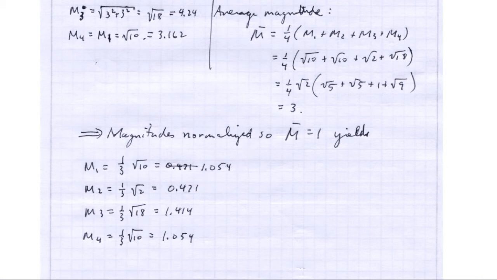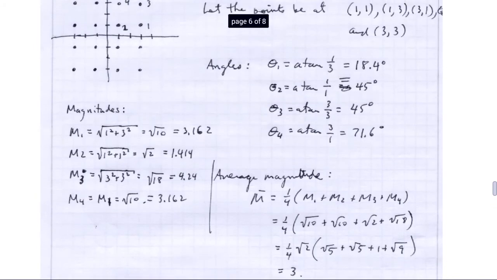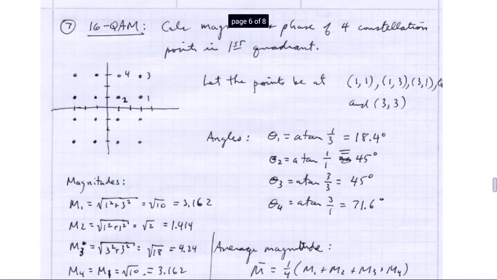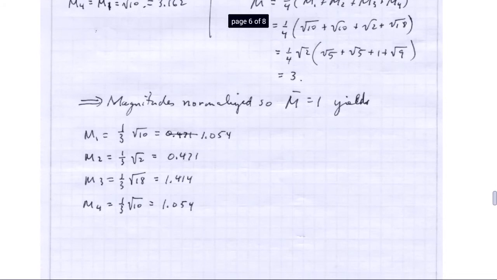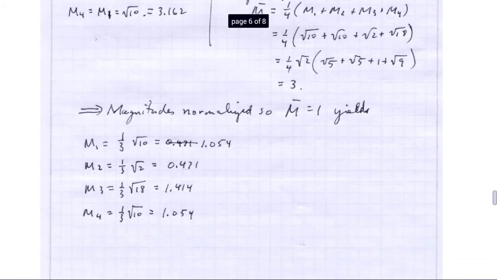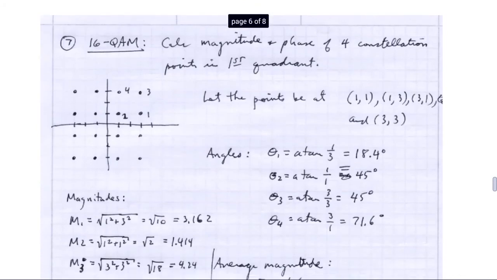So these average to 1, and there we've normalized the length scale so that this constellation gives us these angles and these magnitudes for constellation points 1 through 4. And it only asks for the first quadrant. Okay, so that's why we're stopping here. Let me move on to number 8.